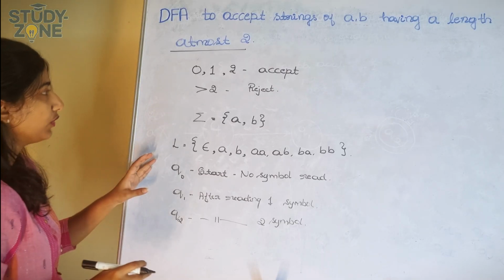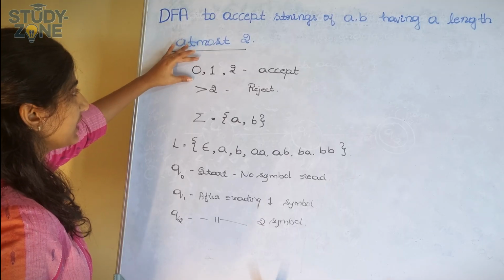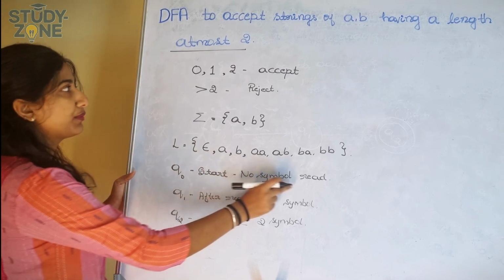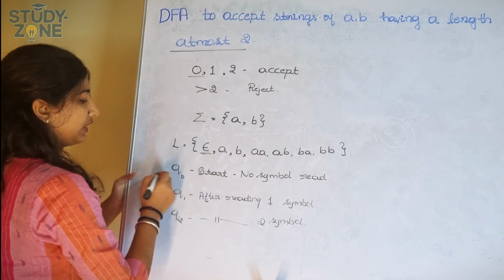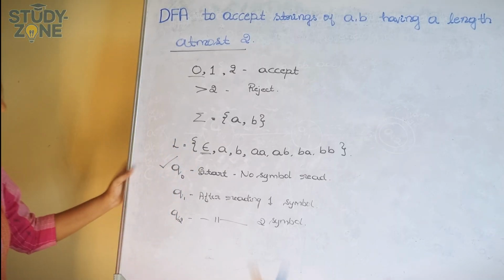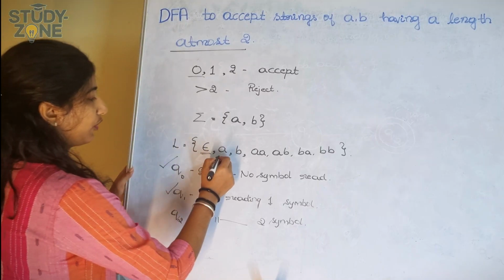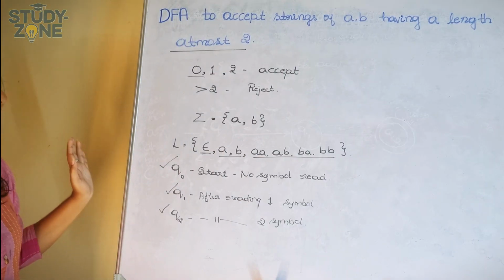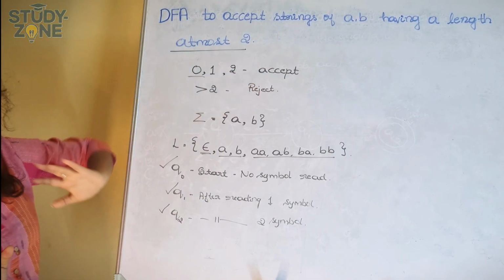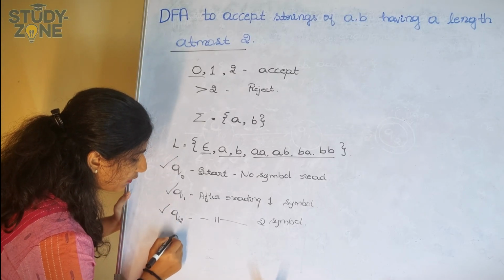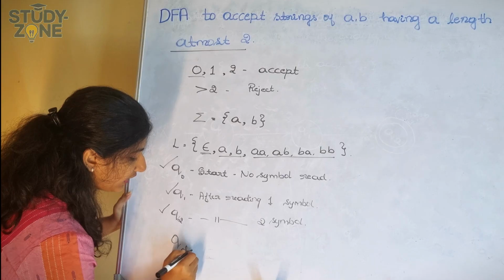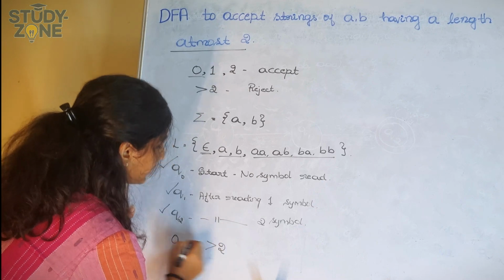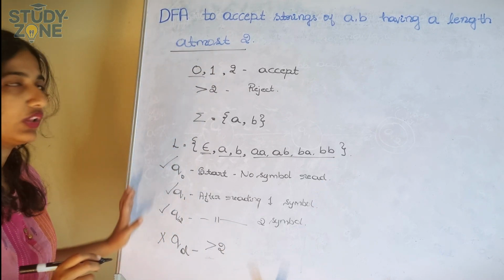Now, in our problem we have at most 2, which means we have to accept 0, 1 and 2. So Q0 is the state where no symbol is read, and it should also be an accepting state. Q1 should also be an accepting state, and Q2 should be an accepting state for all these. Done. Now we have to reject greater than 2, so we have to take one more state. Let's call it QD, which means a dead state for more than 2. This one should get rejected. So these are all our states.